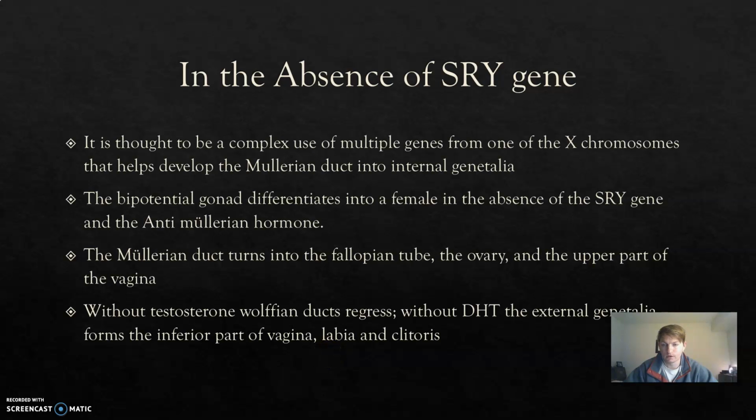So the Mullerian duct turns into the fallopian tube, the ovary, and the upper part of the vagina as well. Also, without testosterone in the mix, Wolffian ducts regress, and without DHT, external genitalia turns into female genitalia, which is the vagina, labia, and clitoris.